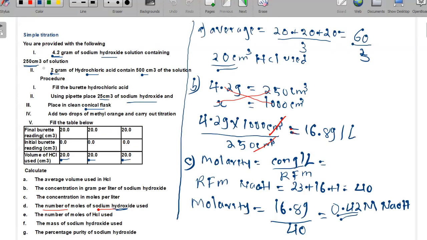Number of moles of sodium hydroxide used. For us to get it, what do we have? We have the molarity of sodium hydroxide right now, what you have obtained, which is 0.42, and also we have the volume used here, which is 25 centimeter cubic of sodium hydroxide. So this is what we do. 0.42, which is the molarity of sodium hydroxide, is equal to 1000. That we obtained in part C. What about the volume used, which is 25 centimeter cubic?